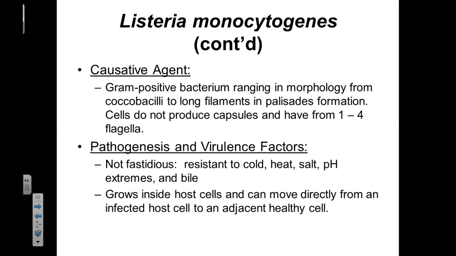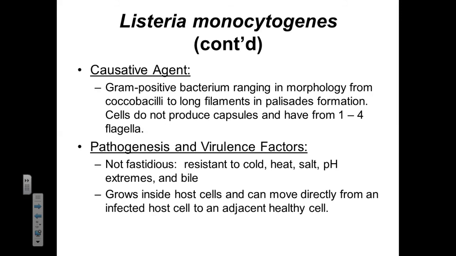Listeria monocytogenes is a gram-positive bacterium. Its morphology can range from coccobacilli to filamentous pleomorphic forms. These cells do not produce capsules as well and also will have between 1 to 4 flagella. In terms of its pathogenesis and virulence factors, it's not very fastidious, so it's not very picky on where it lives. Fastidious microorganisms have very specific environmental parameters that they need to stay alive. It's also resistant to cold, heat, salt, pH extremes, and bile. In other words, Listeria monocytogenes is a very tough to kill microorganism.